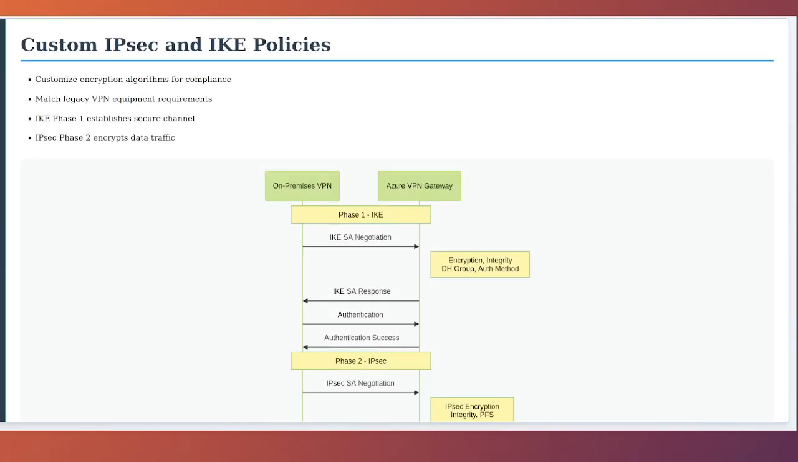Custom IPsec and IKE policies. Azure VPN Gateway uses default IPsec and IKE parameters that work with most standard VPN devices, but some scenarios require custom policies.